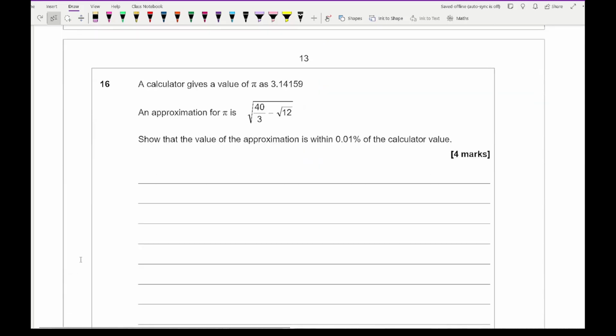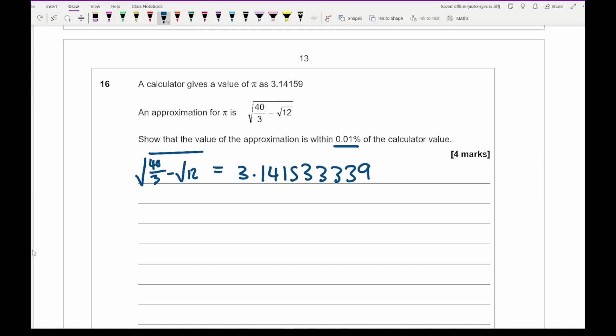Then looking at question 16, it says that a calculator gives a value of pi as 3.14159. An approximation for pi is this fraction. It says show that the value of the approximation is within 0.01% of the calculator value. So first things first, what you need to do is enter the value by substituting this approximation in your calculator, in which we get 3.141533339. Now what we then want to do is work out the percentage difference between this number here and this number here.